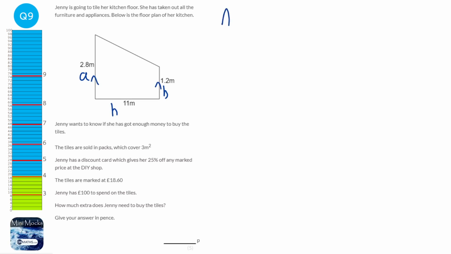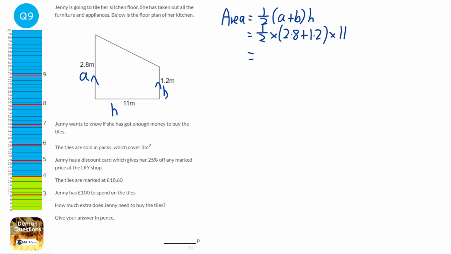So we're going to start off by writing down the formula. So it'd be half times (a plus b) times h. So half times 2.8 plus 1.2 times 11. And when we do that, we get 22. So the area of the floor is 22 meters squared.